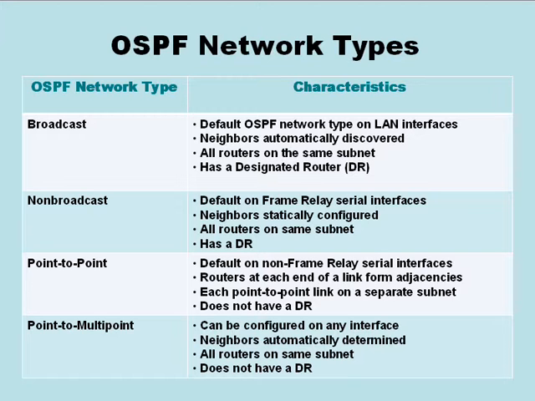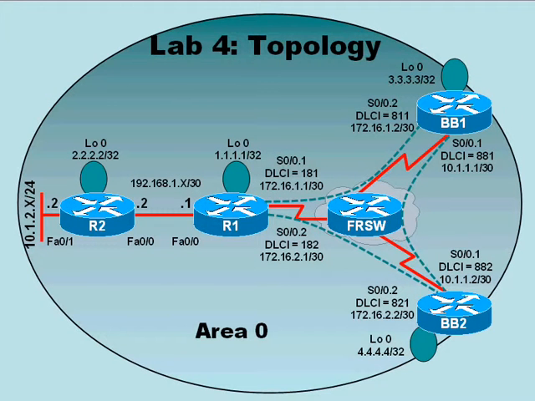And in this lab, our Ethernet segments are going to have the broadcast network type, but we have a couple of sub-interfaces built on router R1 pointing out to our backbone routers of BB1 and BB2. Those are point-to-point sub-interfaces, so we're going to be using the point-to-point OSPF network type for those links. In fact, let's go out right now and remind ourselves about the topology that we're working with.